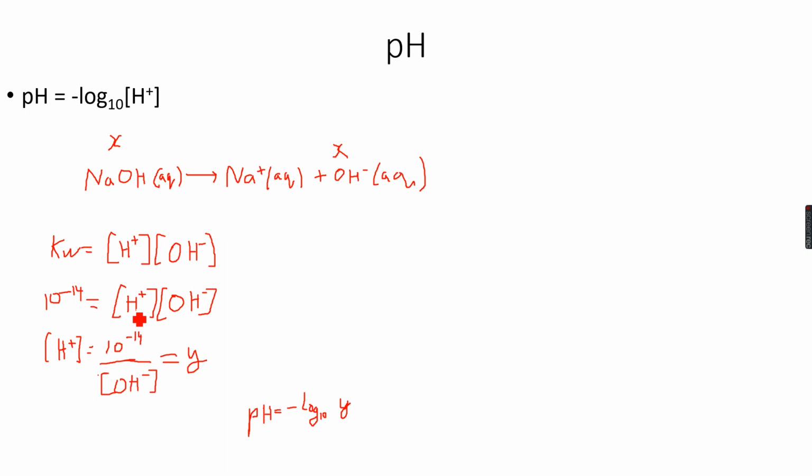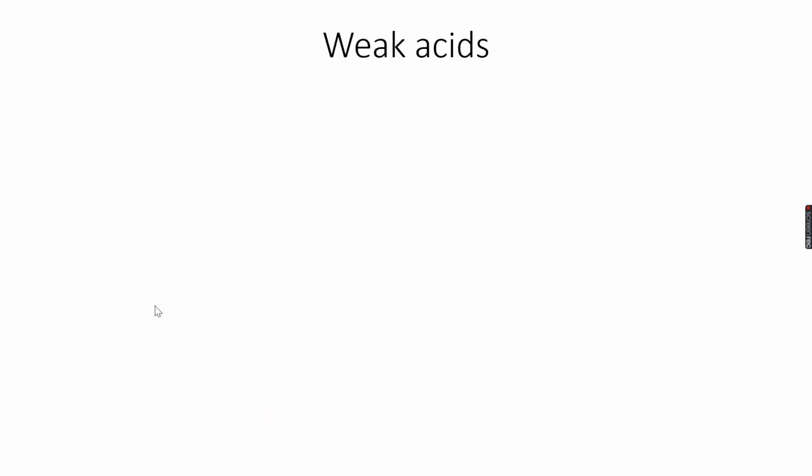We will be doing weak acids and bases later. For now, we only need to know strong acids and strong bases. So this is how we can calculate the pH of strong acids and strong bases. So now we can move forward.